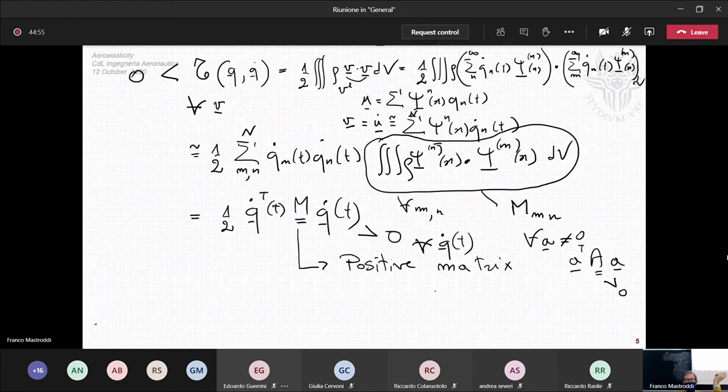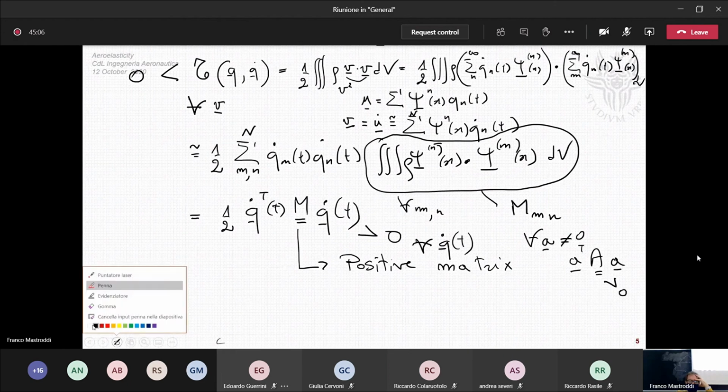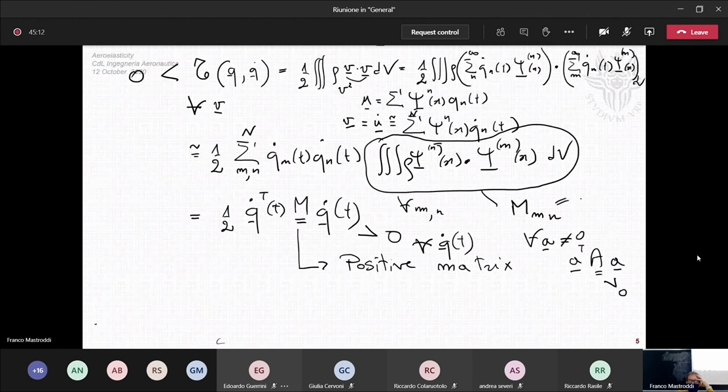However, this matrix is symmetric because, look, you have this scalar product here. If you exchange the role of n and m, you have the same quantity. So M mn is equal to M nm. Because if you exchange here the role of this function, you are actually applying the commutative property of the dot product, of the scalar product. Okay? So this is what I can say about this.